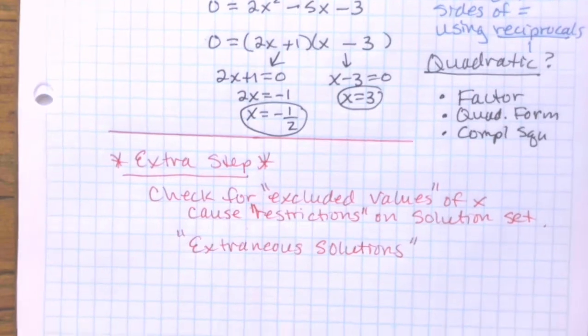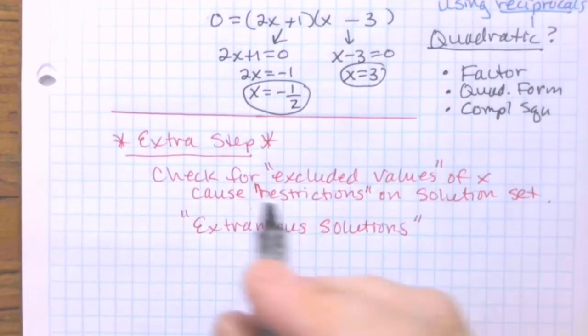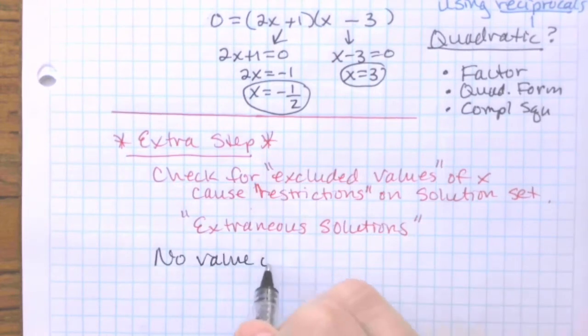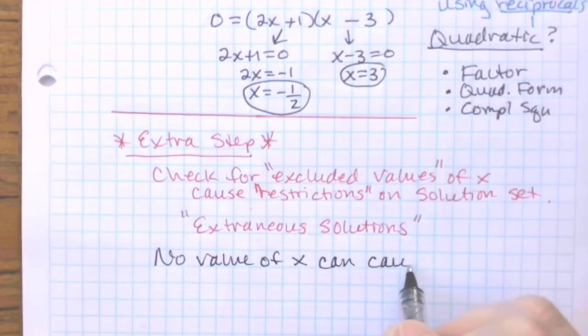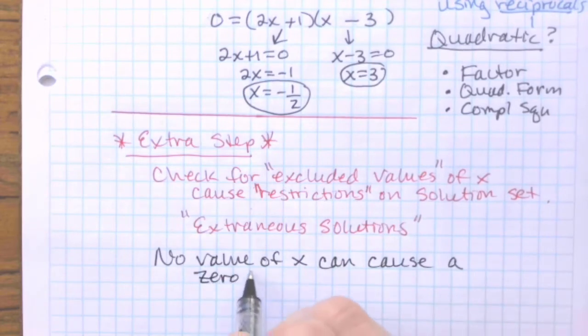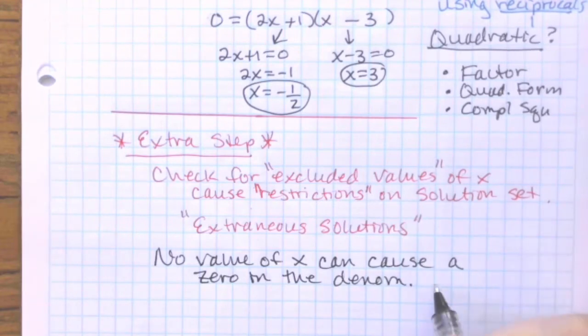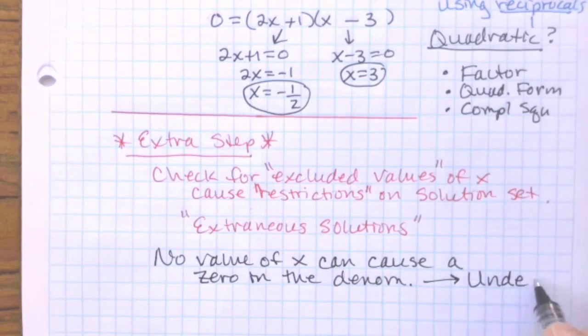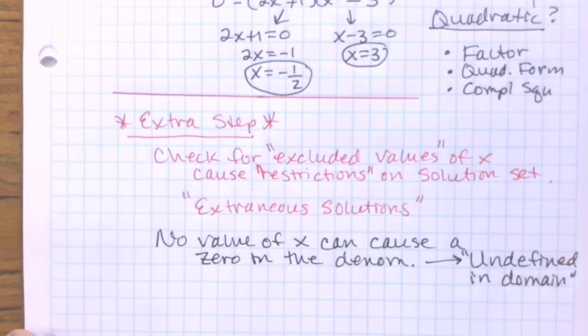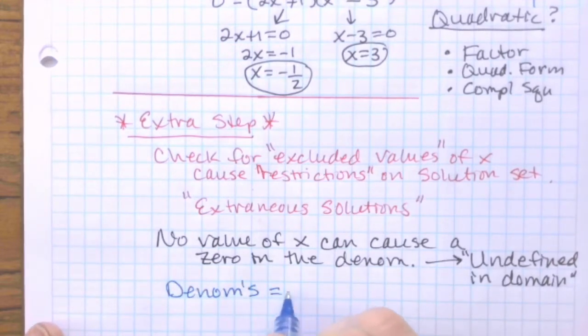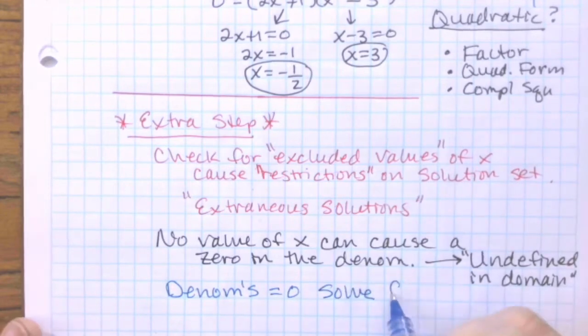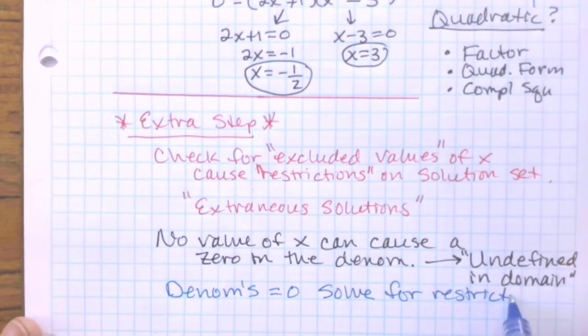So how do we do this? Okay, so remember that no value of x can cause a 0 in the denominator. If it does, then that value is what we call undefined in the domain. It doesn't have a place in the solution domain. So what you do is you take your denominators, set them equal to 0, and solve for the restricted values.